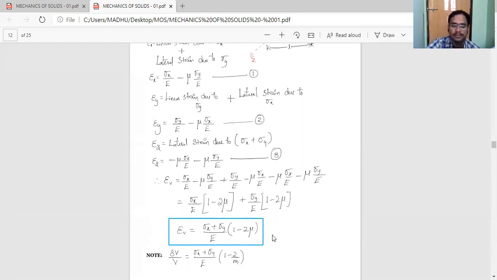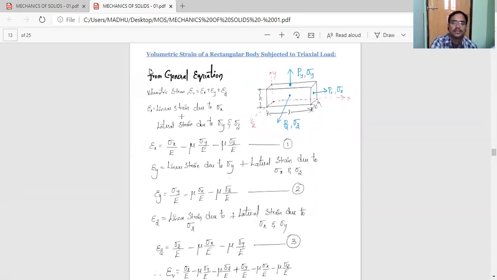So this is the expression for volumetric strain when a rectangular body is subjected to a biaxial load. We can separately write this term as direct strain epsilon x plus direct strain epsilon y into 1 minus 2 mu, where mu is the Poisson's ratio, or it can also be written as 1 by m, that is 2 by m. So delta v by v, that is epsilon v, is equal to sigma x plus sigma y by E into 1 minus 2 by m.